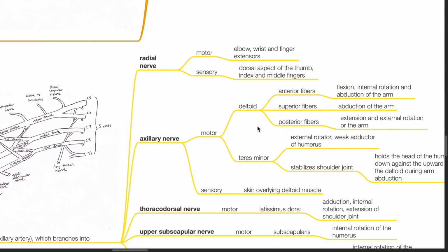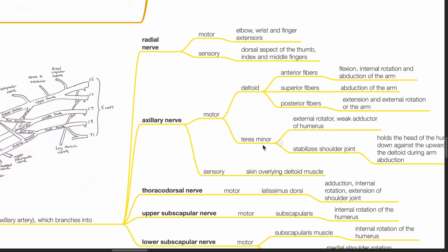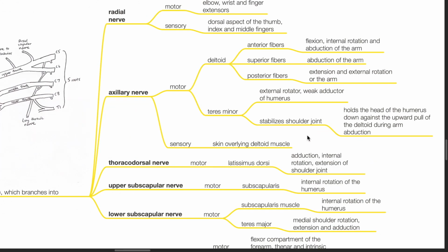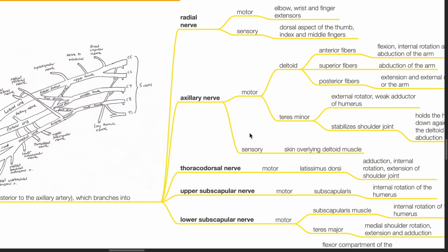The deltoid anterior fibers are responsible for flexion, internal rotation, and abduction of the arm. Deltoid superior fibers are responsible for abduction of the arm, and the posterior fibers are responsible for extension and external rotation of the arm. The teres minor helps in external rotation and adduction of the humerus, and it stabilizes the shoulder joint. It holds the head of the humerus down against the upward pull of the deltoid during arm abduction. The axillary nerve provides sensory supply to the skin overlying the deltoid muscle.